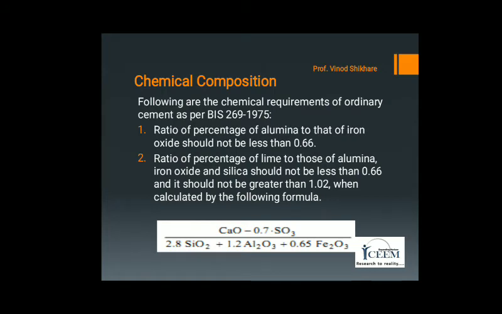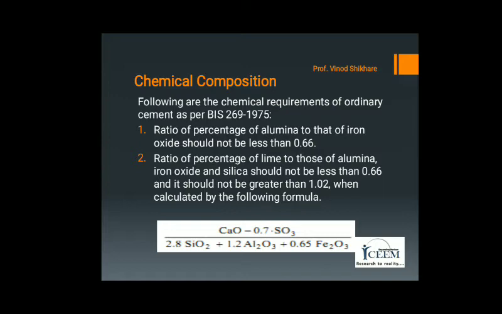First test in the laboratory is chemical composition. The various tests are carried out to determine the chemical constituents of cement. Following are the chemical requirements of OPC as per Indian Standard 269:1975, in which first, the ratio of percentage of alumina to that of iron oxide should not be less than 0.66.